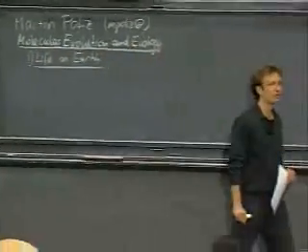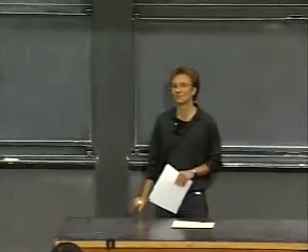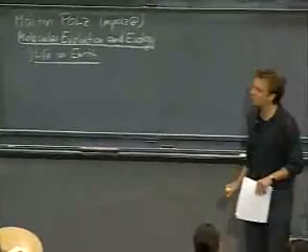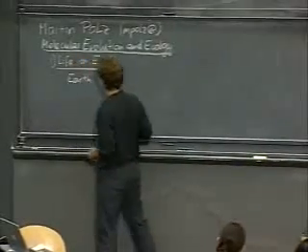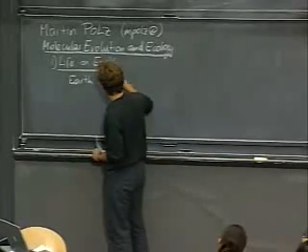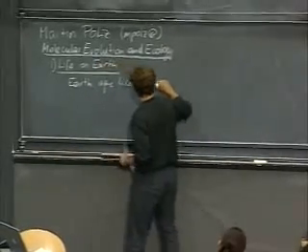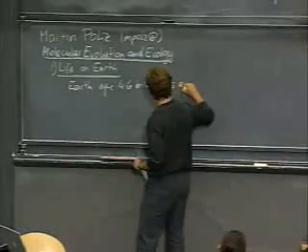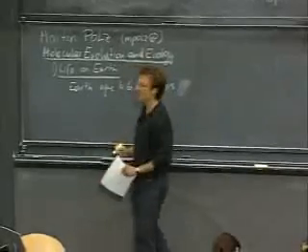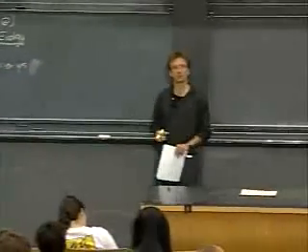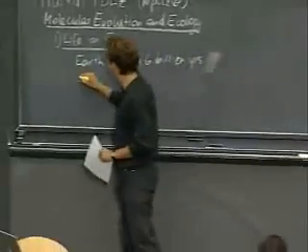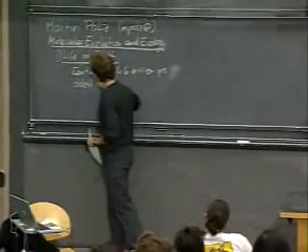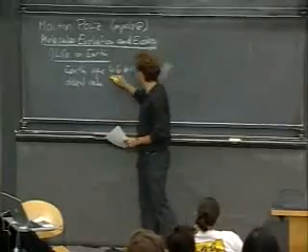Does anybody know how old we think Earth is? Say again? 4.5. Yeah, 4.5, 4.6. I have in my notes 4.6. So Earth is thought to have originated about 4.6 billion years ago. Okay. When did the first solid rocks appear on Earth? So when was the surface kind of solidified? Anybody know? About 3.9 billion years ago, okay?